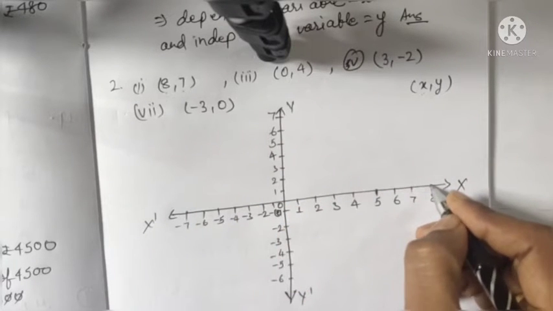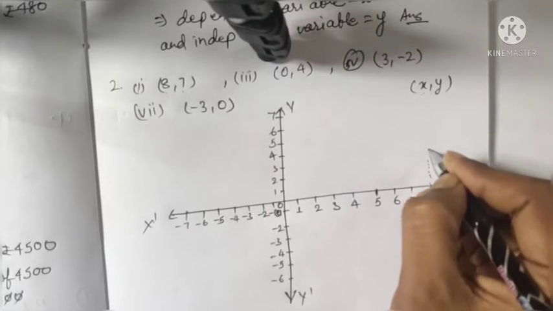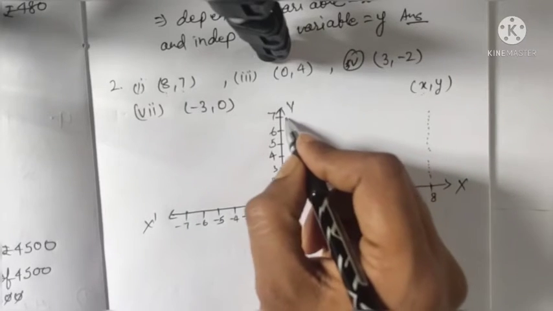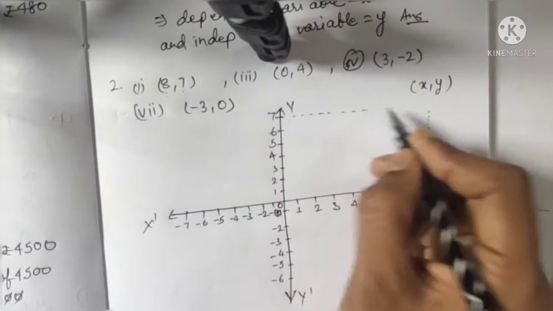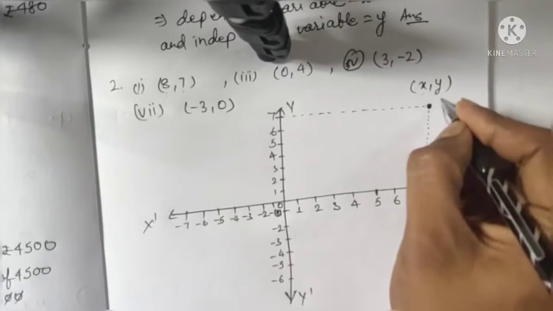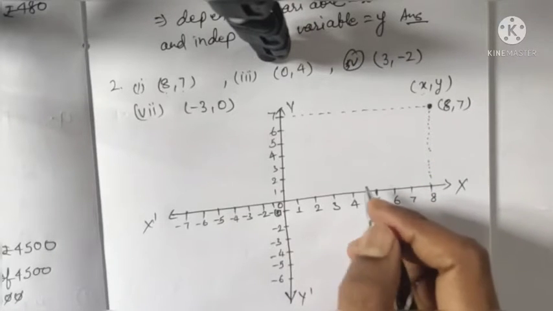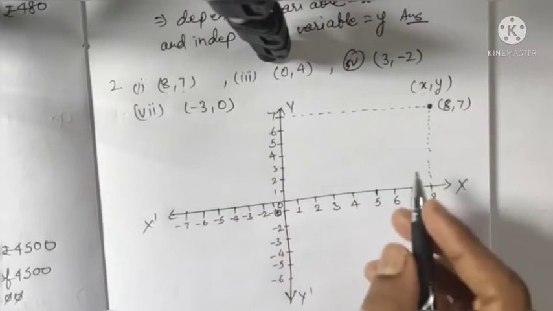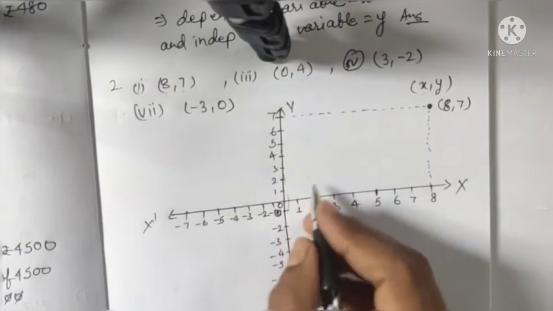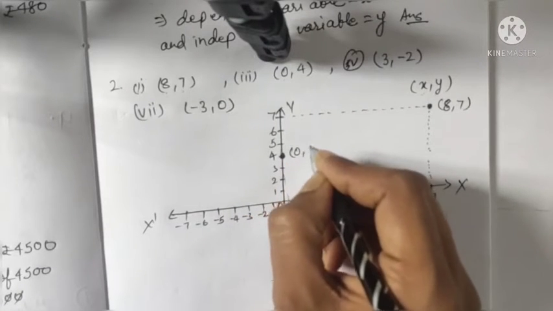Now the value of x is 8, so we are going to draw it like that by dotted lines, and the value of y is 7, so it will be like that. Now this is your point, that is 8, 7. Simple. Our next point is 0, 4. So the value of x is 0, so the value of x is here 0 and the value of y is 4. So it will be here, that is 0, 4.